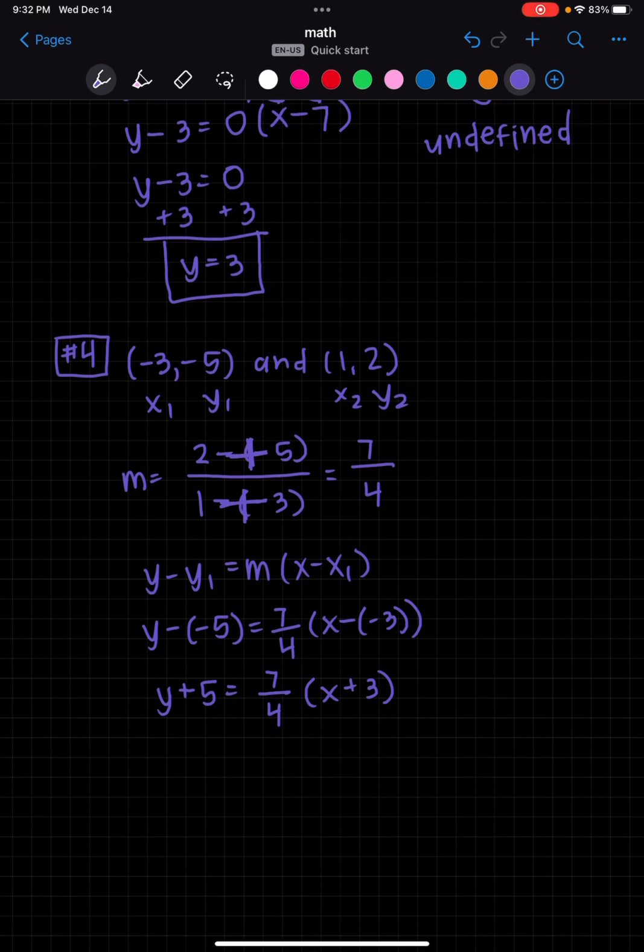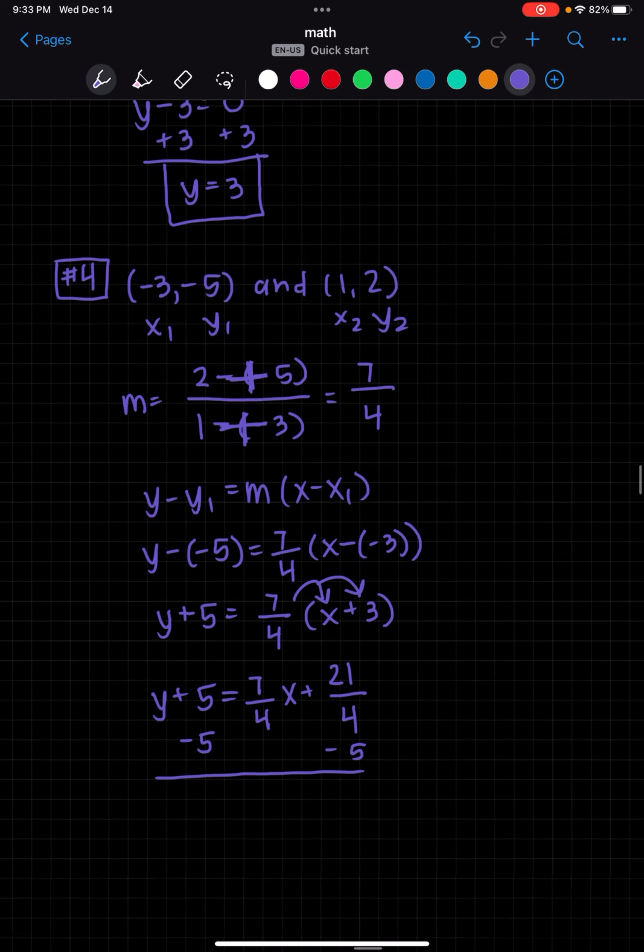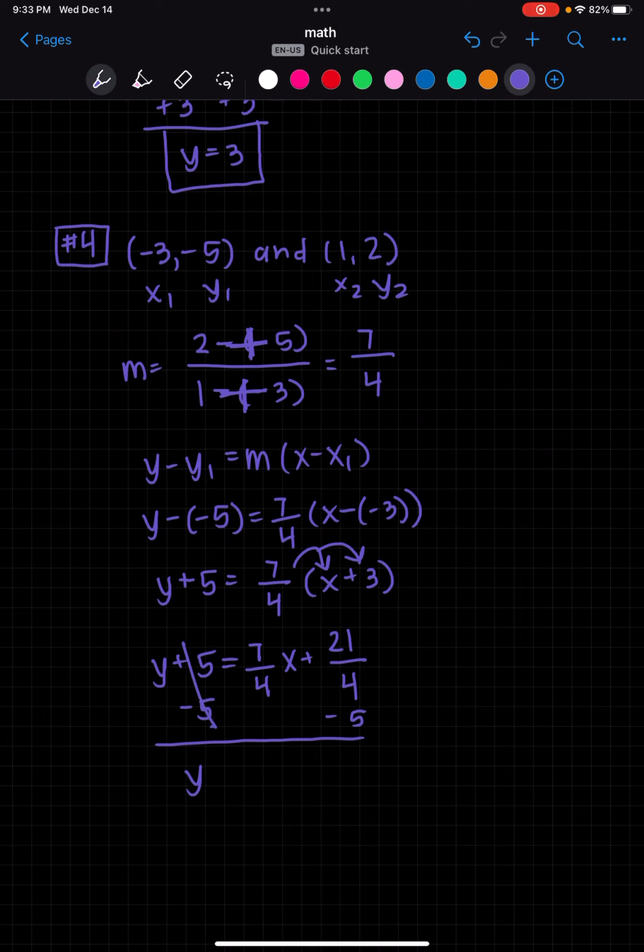Now that we have all the negatives figured out, we can distribute the 7/4, and we're left with y plus 5, because the left side didn't change, equals 7 over 4x plus 7/4 times 3 is 21 over 4. Okay, and then the very last step is to get the y by itself. So to get the y by itself, we need to move the 5. Right now the 5 is adding, so to get rid of it, we subtract 5 from each side. And we're left with y, because the 5's cancel out, equals 7 over 4 x, and then 21/4 minus 5 is 1/4, so plus 1/4.